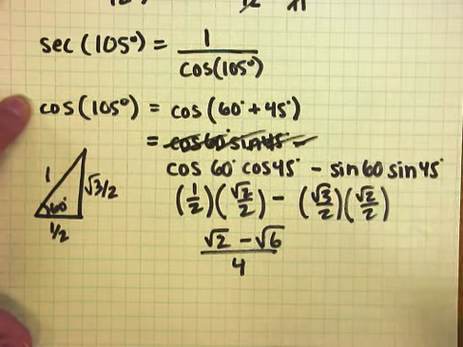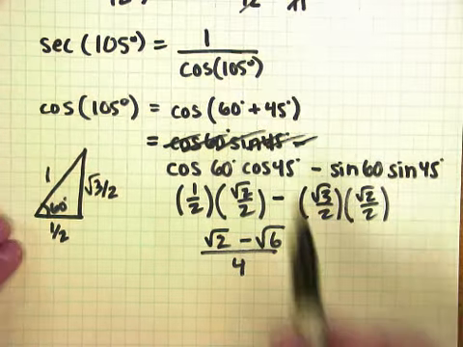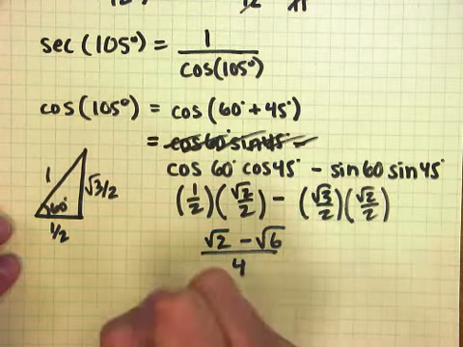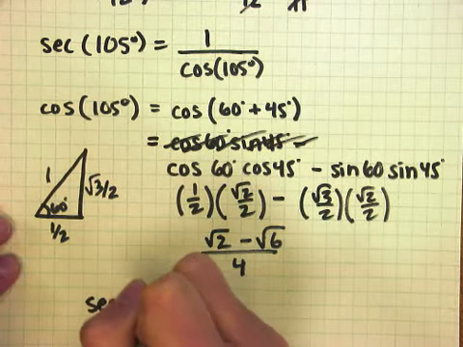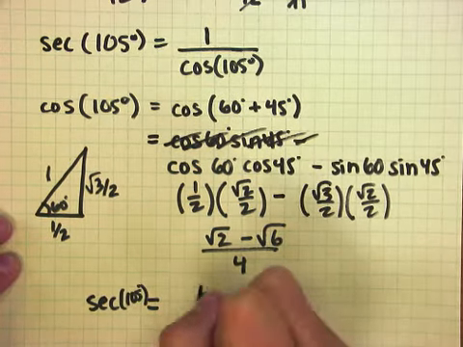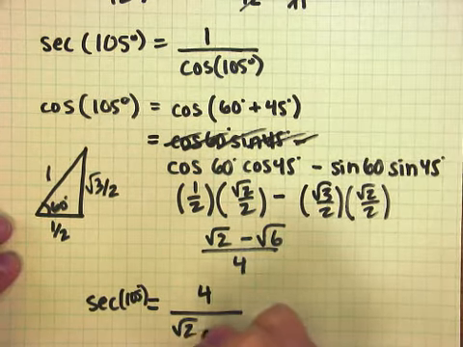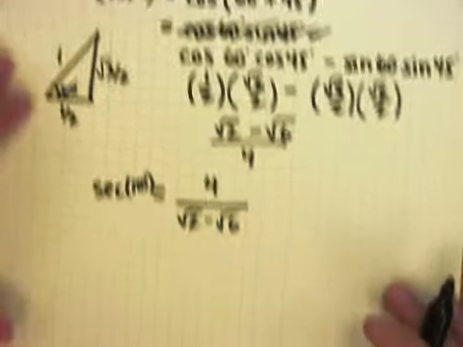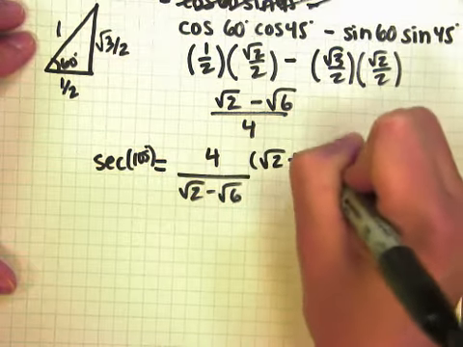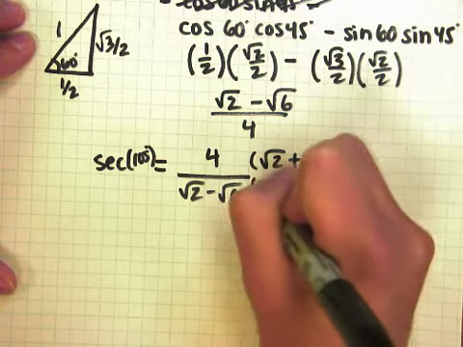What I really want to find is 1 over the cosine of 105. So it's the reciprocal, which means I can just flip this fraction. So the secant of 105, I give myself much room there, is 4 over root 2 minus root 6. And now technically I should rationalize by multiplying by the conjugate, so root 2 plus root 6 on top and on bottom.